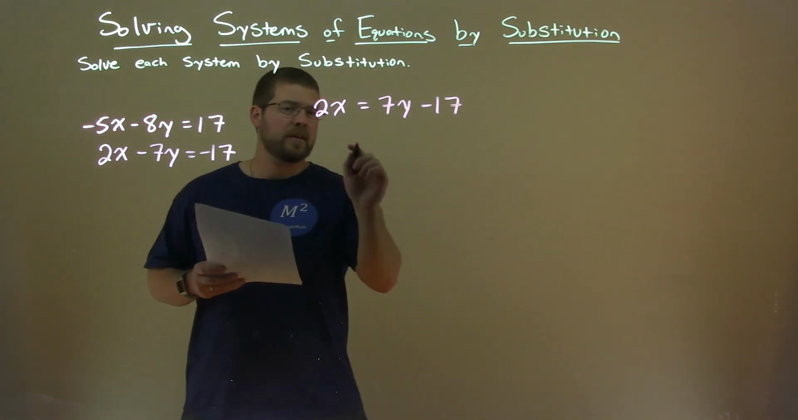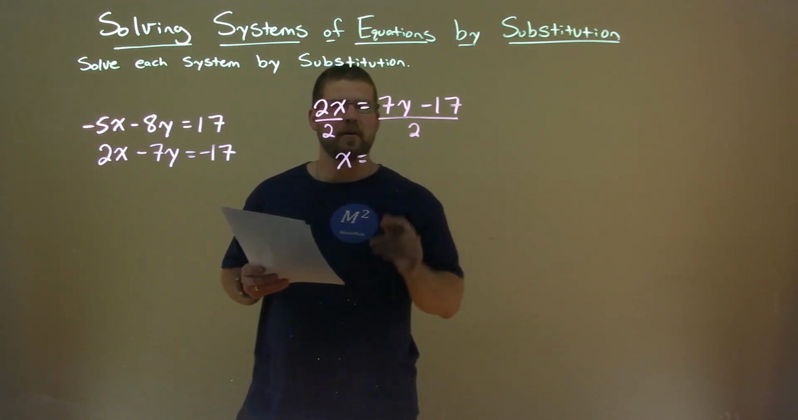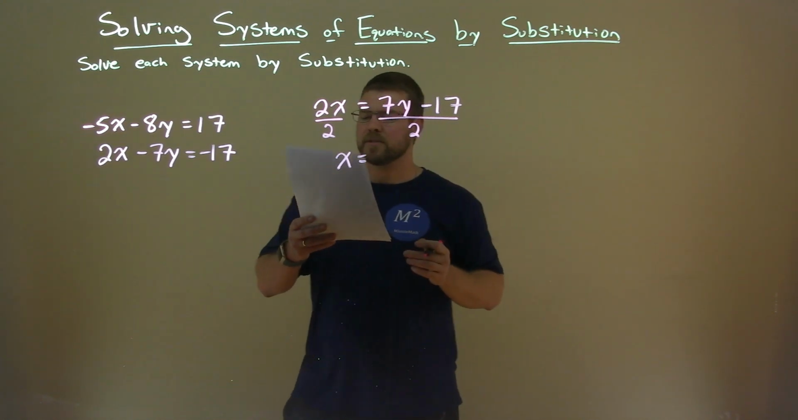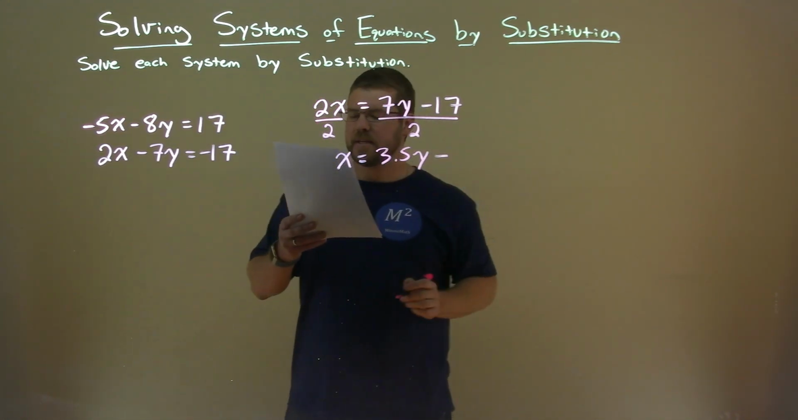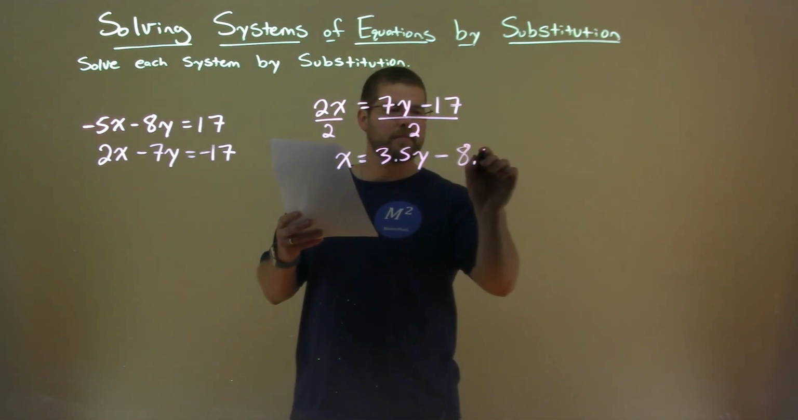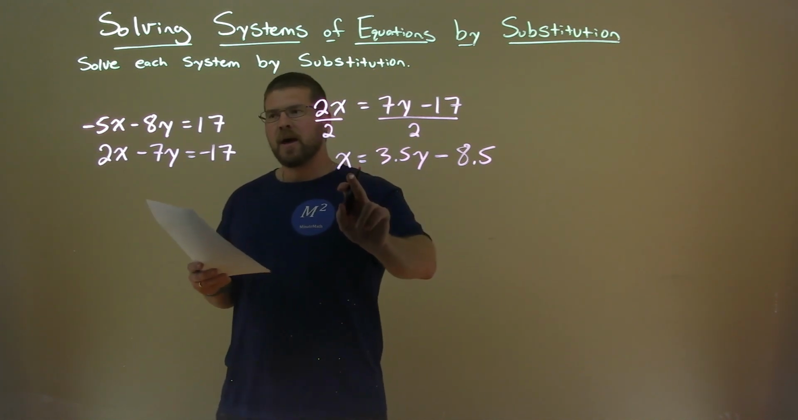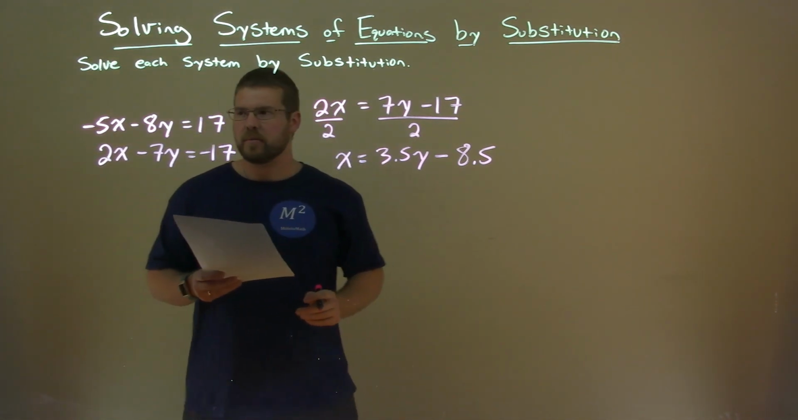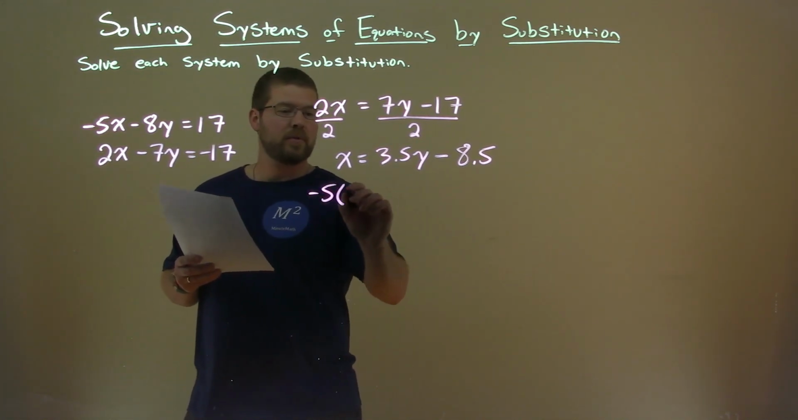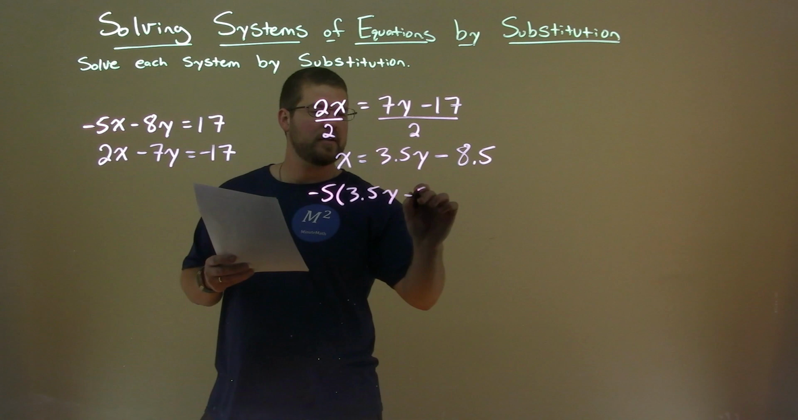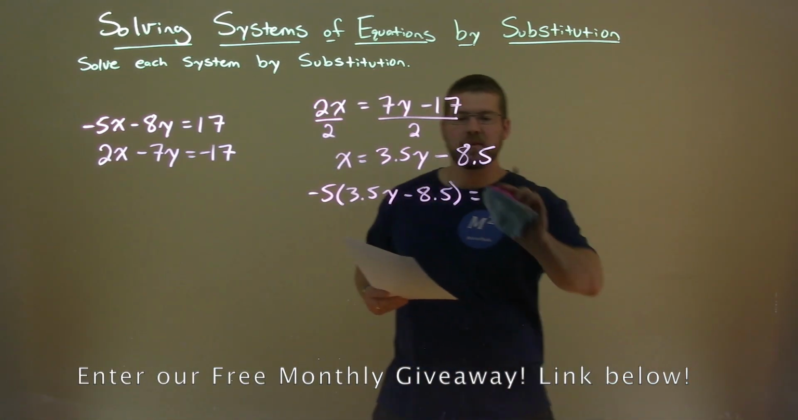Well then from there, to get x by itself, divide both sides by 2. X is now by itself, but 7 divided by 2 is 3.5, so we have 3.5y here, minus 17 divided by 2 is 8.5. So now from there, we're going to take that value for x, and plug it into x in our first equation. So we have a negative 5 here, and instead of x, I'm plugging in 3.5y minus 8.5, and that equals 17.